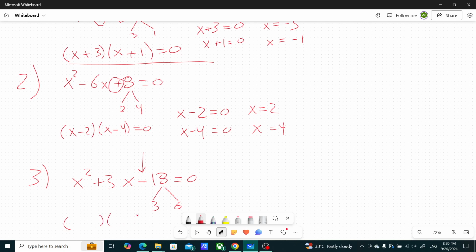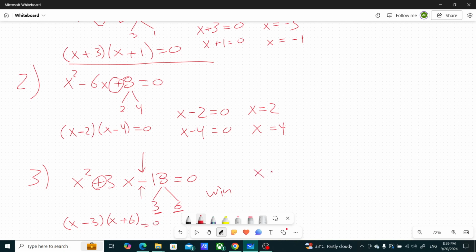I will again open up my two brackets, x and x, 3 and 6. Since this is a minus, the greater factor between 6 and 3 will win the middle sign. So 6 is greater, so 6 will win this middle sign. It will take the positive sign, and obviously the other one is going to take the opposite, which is minus. So this is equal to 0.